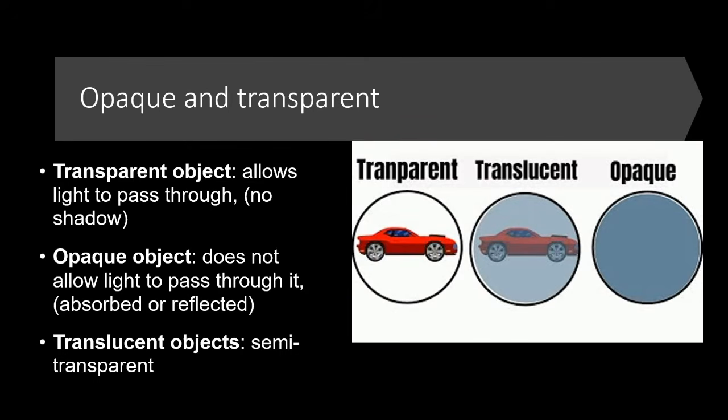Now we have a translucent object. A translucent object is semi-transparent, meaning not all the light will be able to pass through, only some of it. An example of that could be a plastic bag. Some light will be able to pass through, but not all of the light.